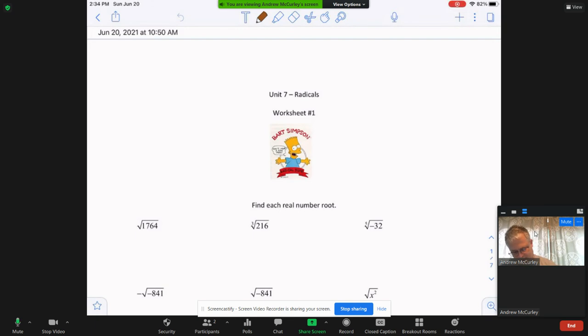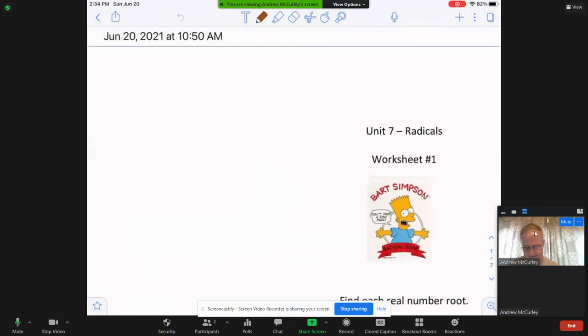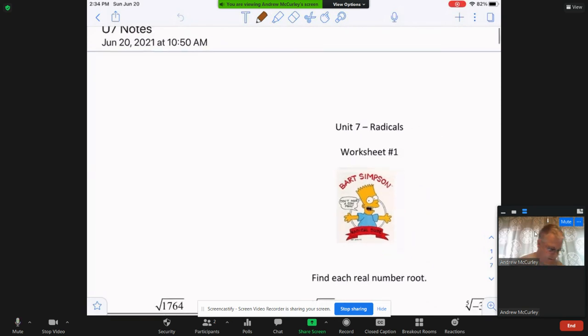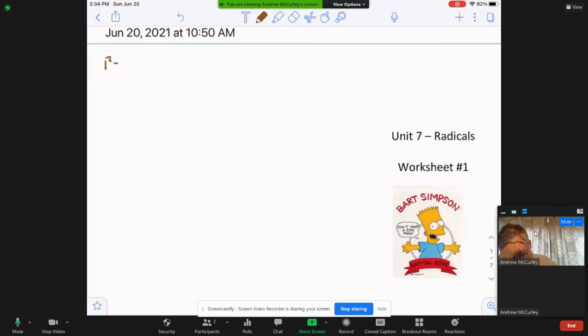So first thing about radicals is you're going to need to reduce them. You really need to memorize a lot of the perfect squares. So we know 1 squared equals 1, so that means the square root of 1 equals 1. We know 2 squared equals 4, so the square root of 4 equals 2. You really need to know all of this, at least up to 20, in my opinion.